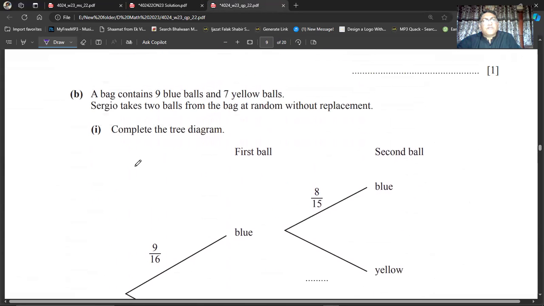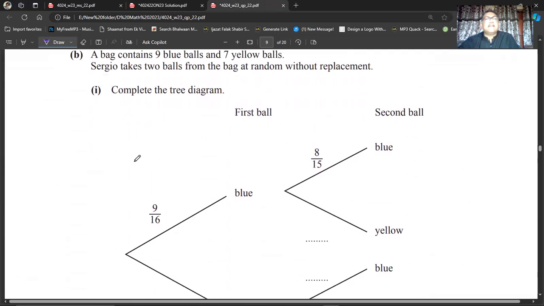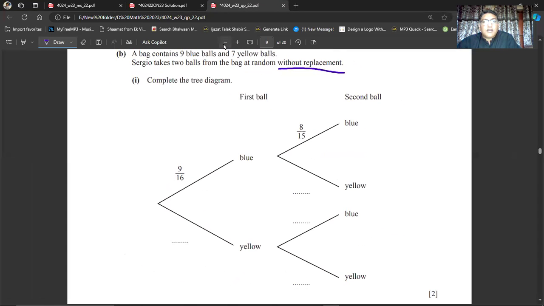Okay, so we have question number 5, B part. It says a bag contains 9 blue balls and 7 yellow balls. Sergio takes 2 balls from the bag at random without replacement. So now they are going without replacement. This word is very, very important. Without replacement. So it says complete the tree diagram. So here we have blue balls, the chances are 9 by 16 at the first position. And at the first position, yellow balls chances are 7 by 16.